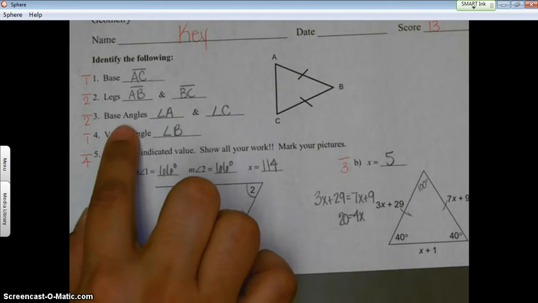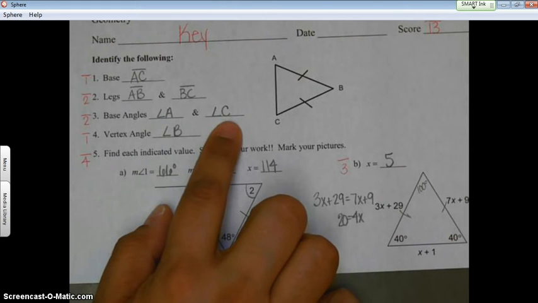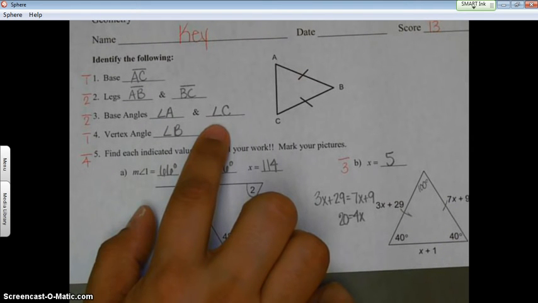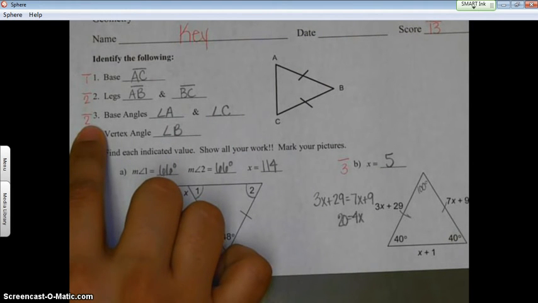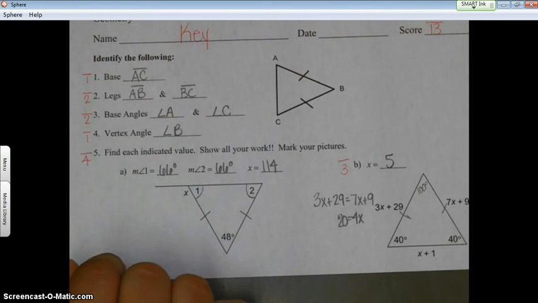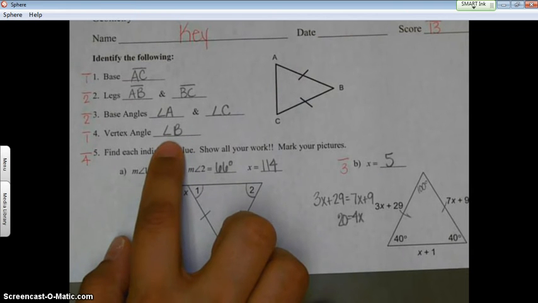Number 3, base angles would be angle A and angle C. If you forgot your angle symbols, it's minus a half point for each one that you miss. There are 2 blanks, so it's worth 2 points. Number 4 is worth 1 point. It should be angle B, because it's the vertex where the 2 congruent sides meet. If you forgot the angle symbol, it's half a point off.